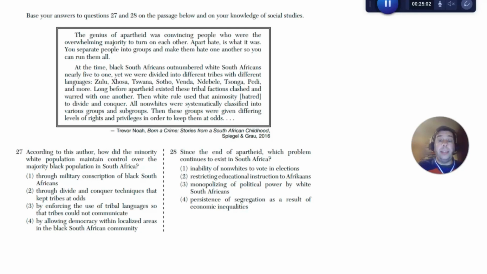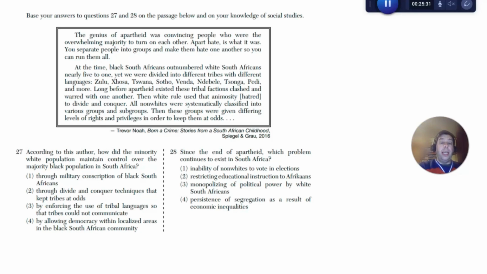Long before apartheid existed, these tribal factions clashed and warred with one another. Then white rule used that animosity or hatred to divide and conquer. That was a strategy we talked about the British using all over the place, right? In India with Hindus and Muslims. Divide and rule. All non-whites were systematically classified into various groups and subgroups. Then these groups were given differing levels of rights and privileges in order to keep them at odds.